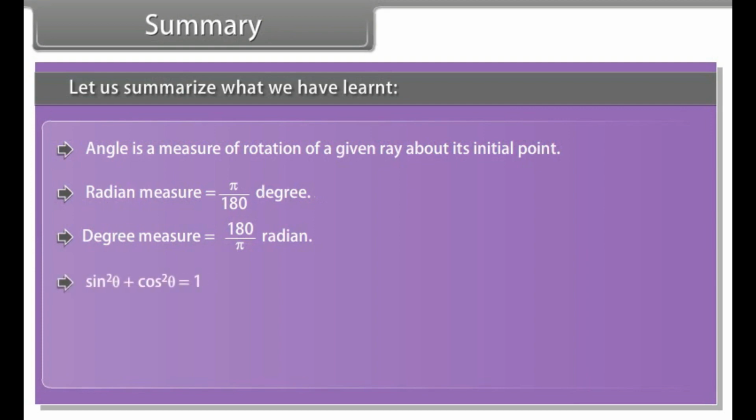Sine square theta plus cos square theta is equal to 1. Sec square theta is equal to 1 plus tan square theta. Cosec square theta is equal to 1 plus cot square theta.